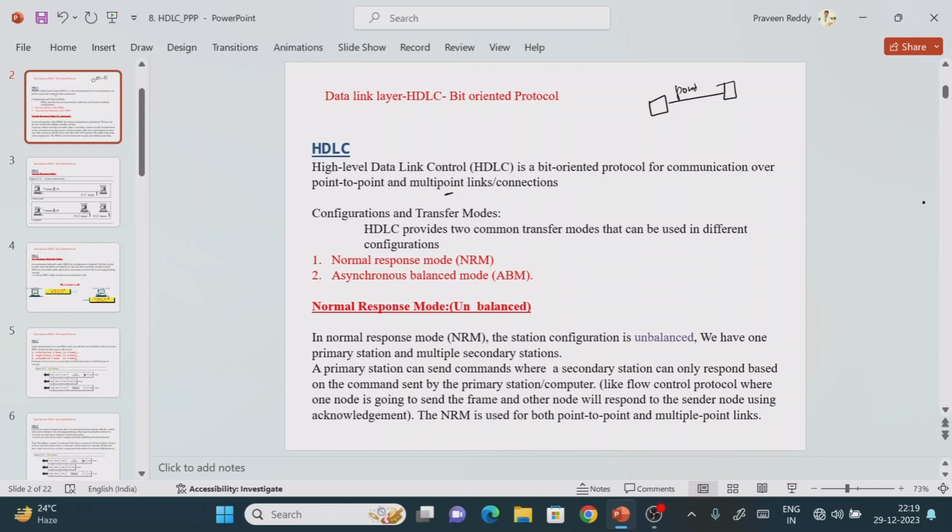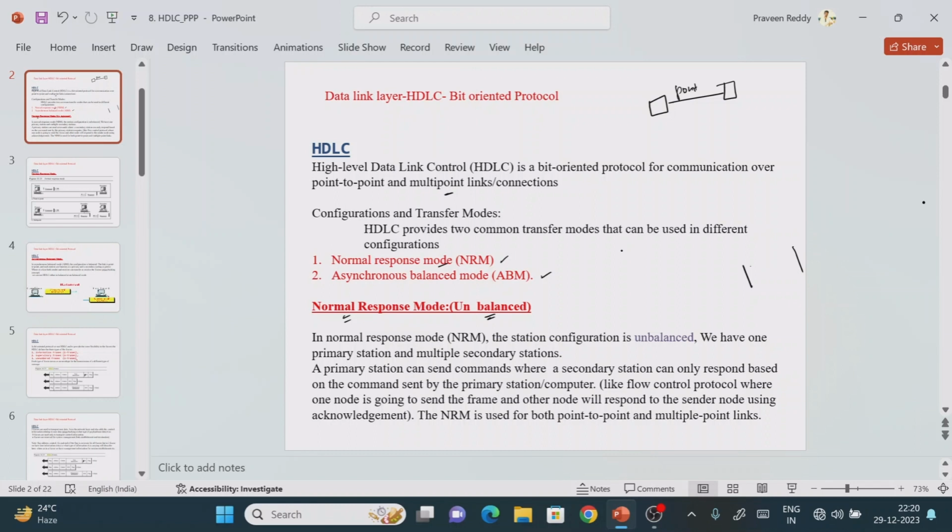Now, what are the configuration and transfer modes in HDLC? There are two types. One is called the Normal Response Mode, NRM. Another one is the Asynchronous Balanced Mode, ABM. It describes how communication is established from the transmitter to the receiver, based on how information is exchanged and how acknowledgement is received. First we will see the operation of the normal response mode.